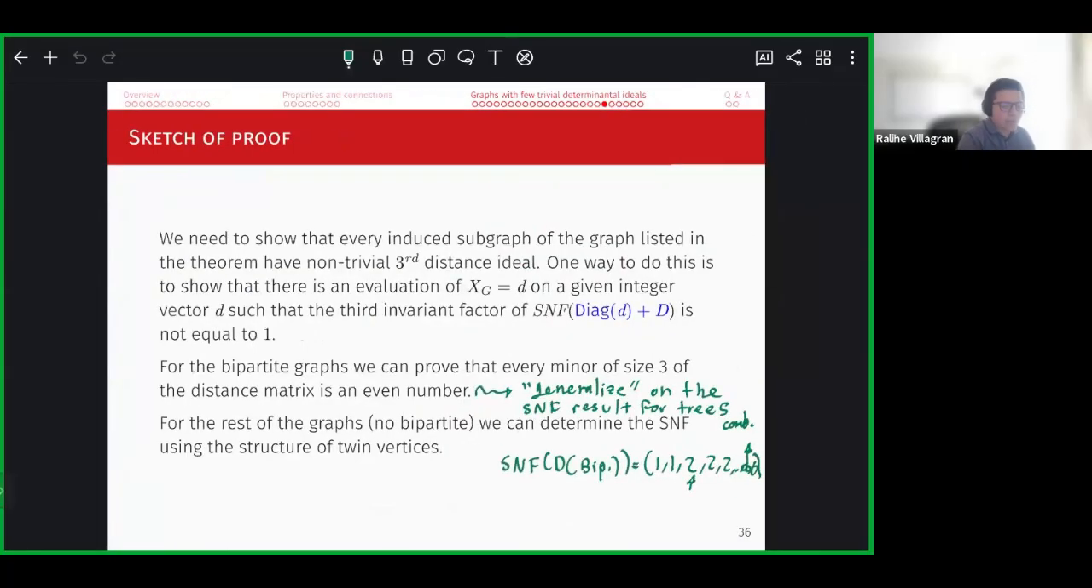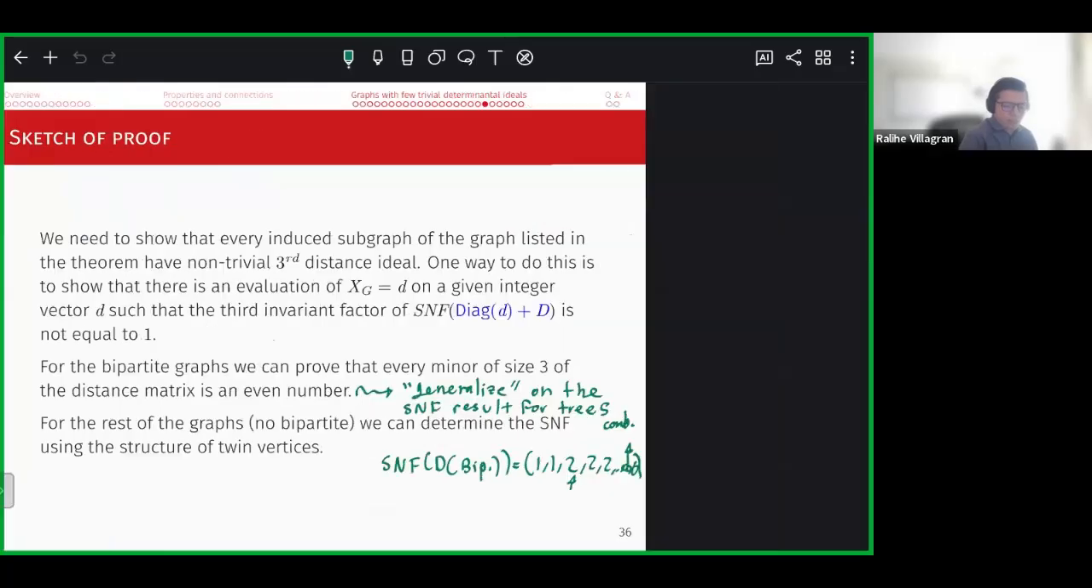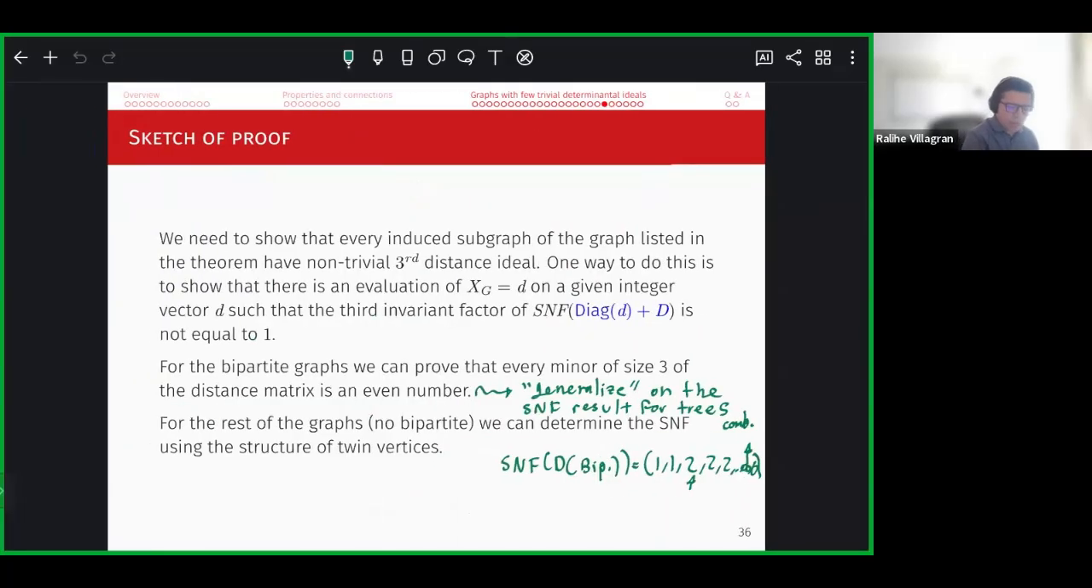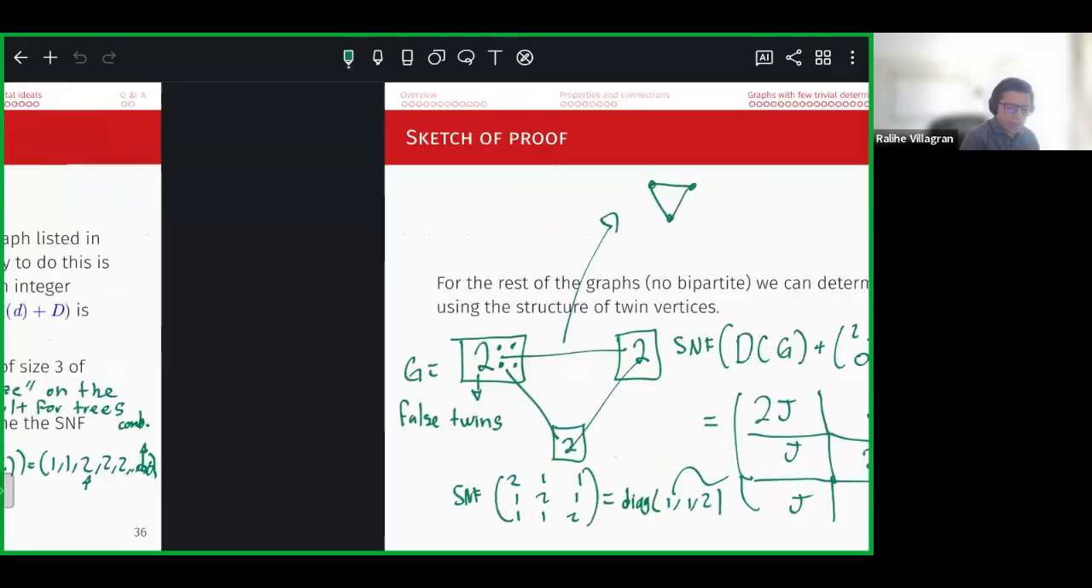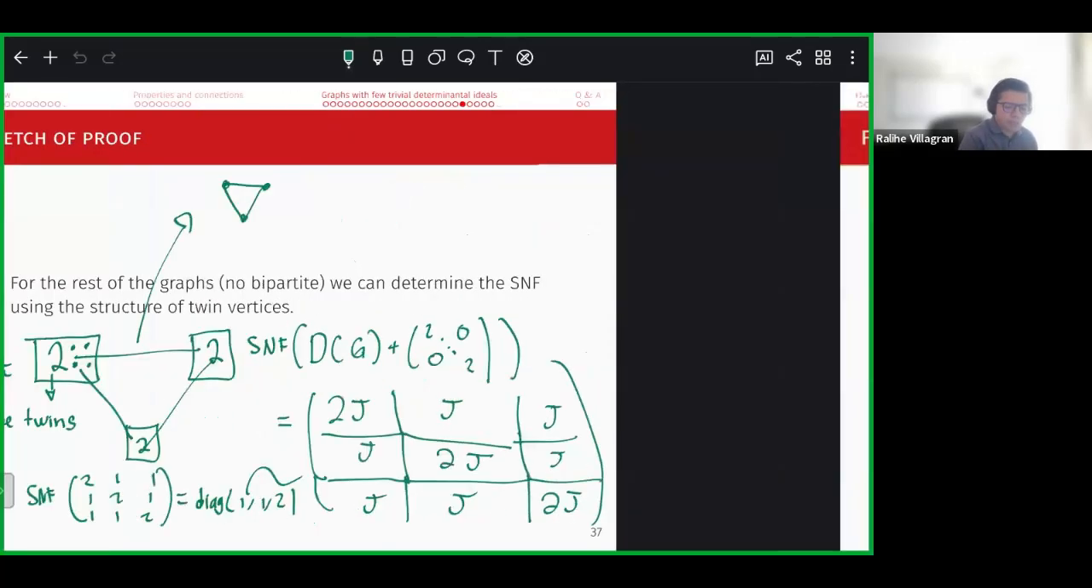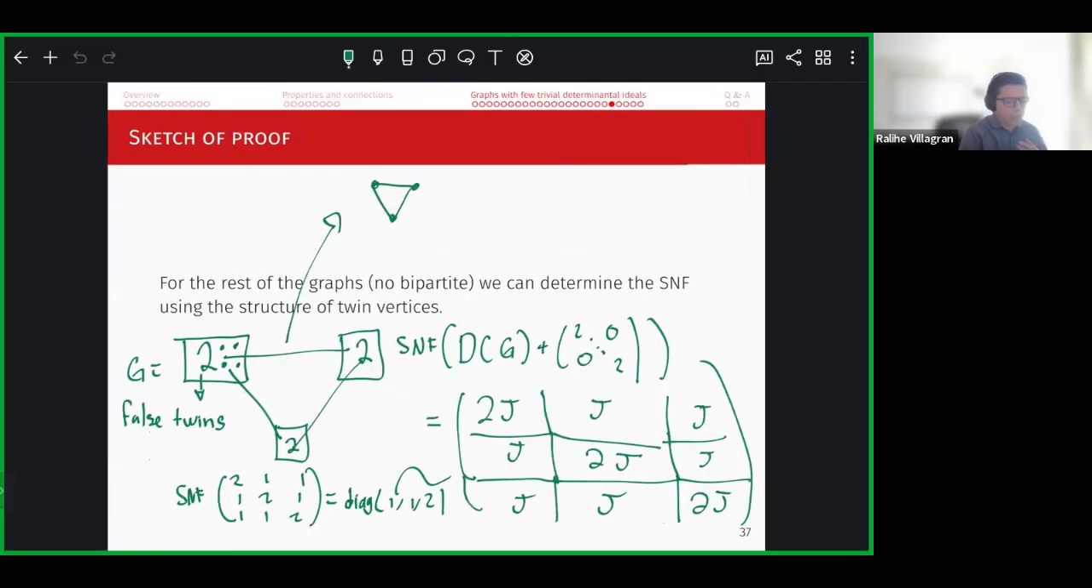So actually, this is a way in which the behavior of this Smith normal form helps us to work with something that used to be quite more difficult, more when we were trying to compute a third distance ideal, which we are still doing for some cases. But in this particular case, over the integers, with these properties, it helps us.